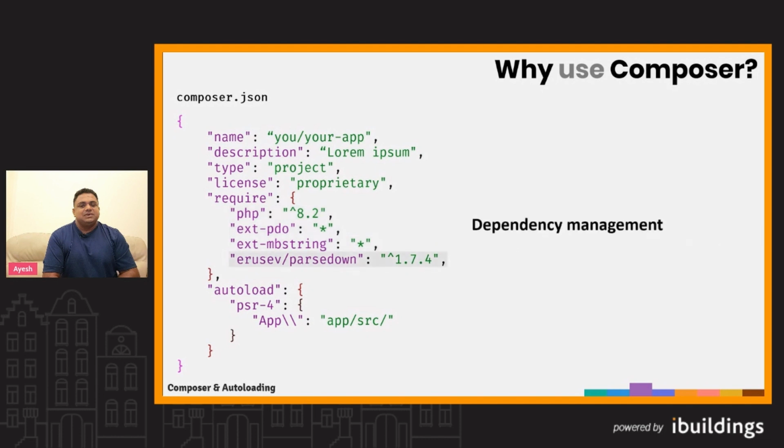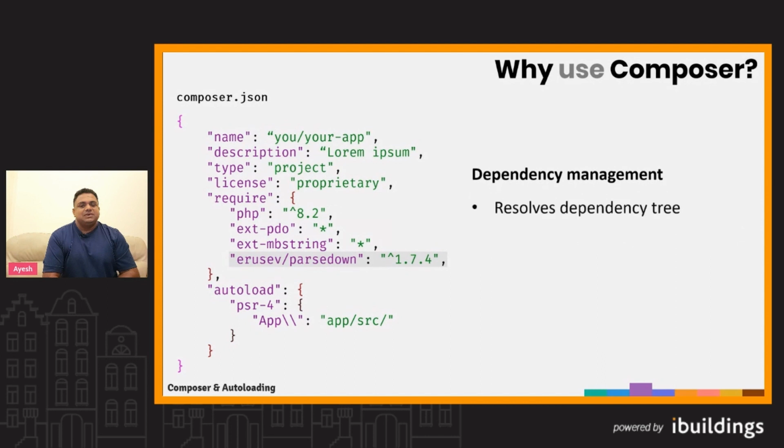And next we have dependency management. All of your dependencies, Composer will know the whole tree of dependencies. For example, we are here using the Parsedown library. If Parsedown requires another dependency, Composer knows to download that as well. It's very easy to update.